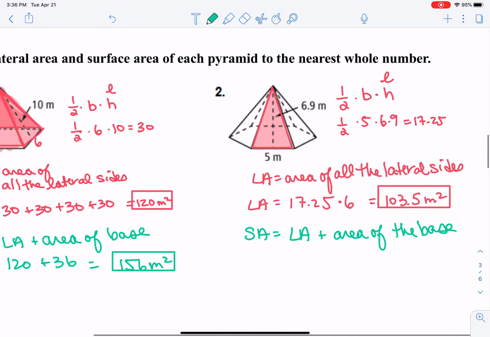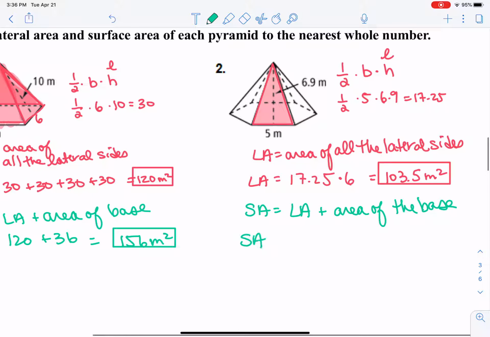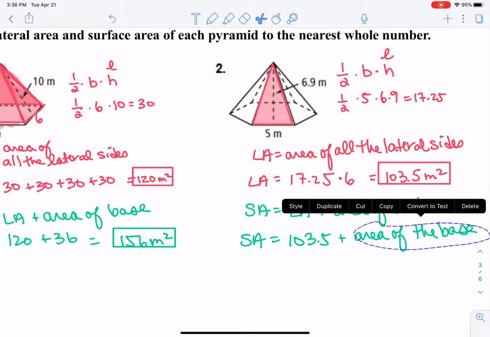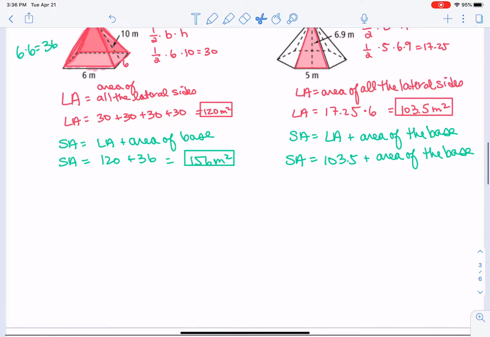And that is a hexagon. So we're going to have to go back. This is 103.5. We're going to go back to what we remember for finding the area of a hexagon. So I'm going to kind of draw that out. It's been a while since we've done that.